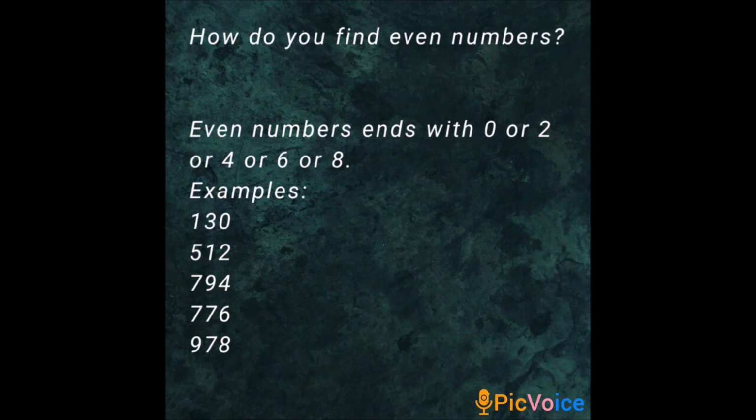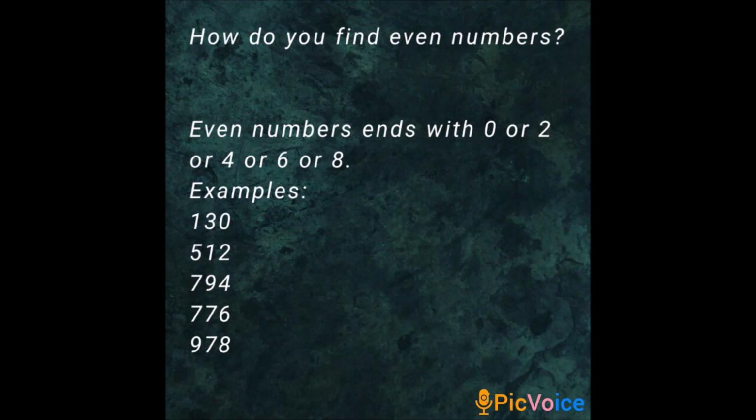Okay. How do you find whether the given number is an even number? See here. Even numbers end with 0 or 2 or 4 or 6 or 8. It means if the digit in the units place of a number is either 0 or 2 or 4 or 6 or 8, we can say that number is an even number.